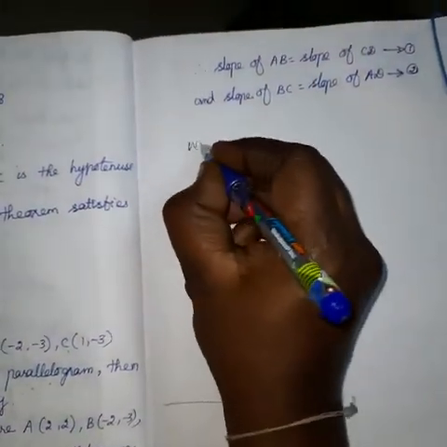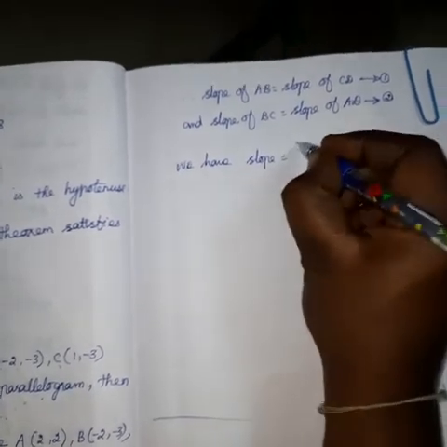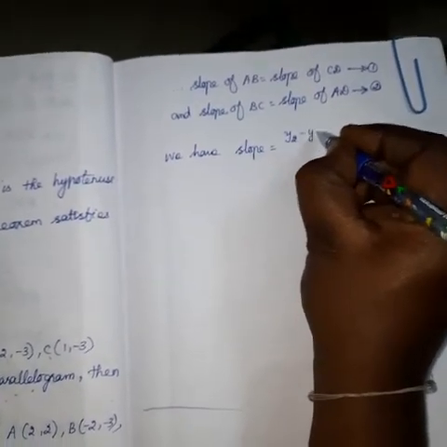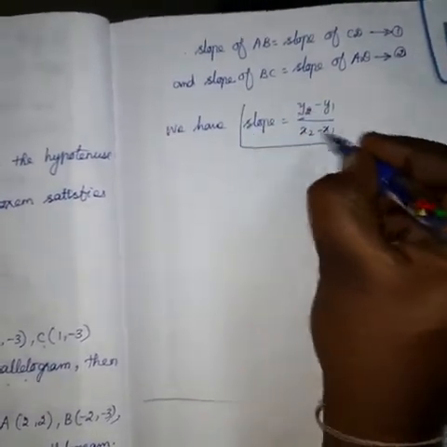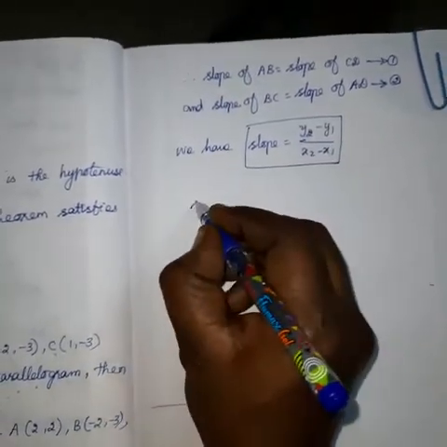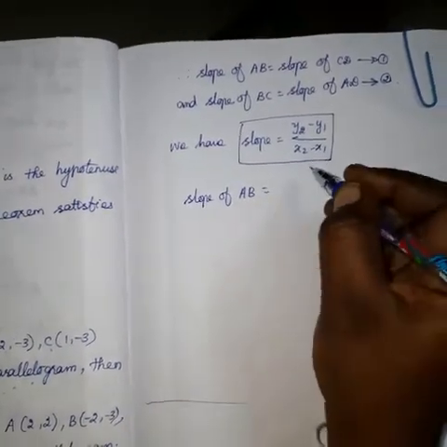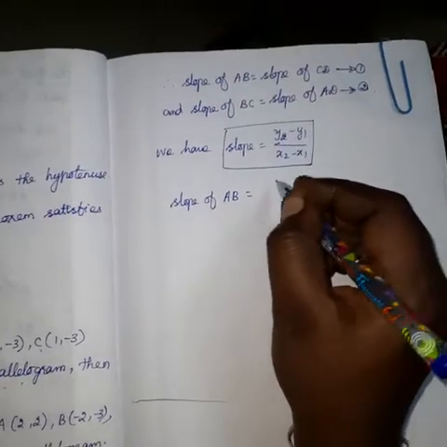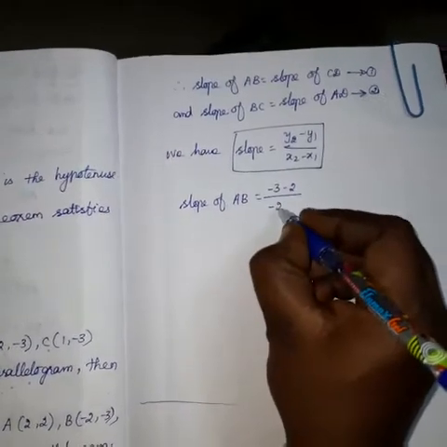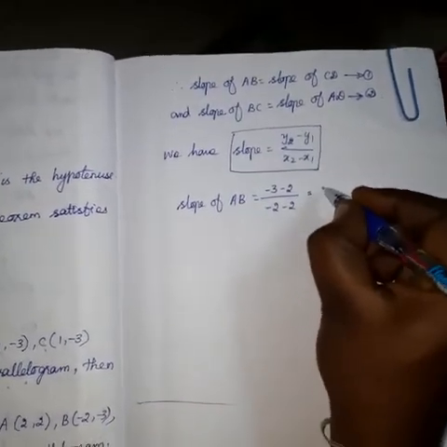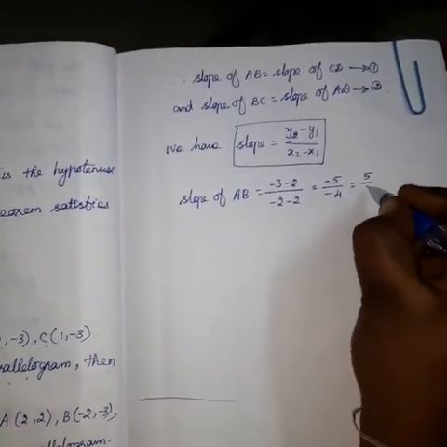The slope formula is: slope equals (y2 minus y1) divided by (x2 minus x1). Okay, it is the formula. Now we can find the slope of AB. A coordinate and B coordinate: y2 minus y1 is minus 3 minus 2, divided by x2 minus x1, minus 2 minus 2. That is equal to minus 5 divided by minus 4, that is 5 by 4.